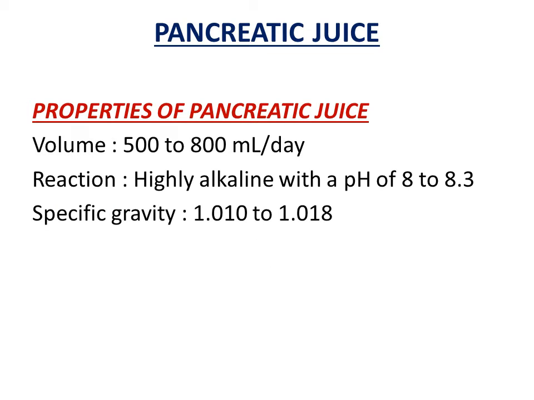Next is pancreatic juice. Properties of pancreatic juice. Generally 500 to 800 ml per day pancreatic juice is secreted in human being. Pancreatic juice is highly alkaline with a pH of 8 to 8.3. Its specific gravity is about 1.010 to 1.018.